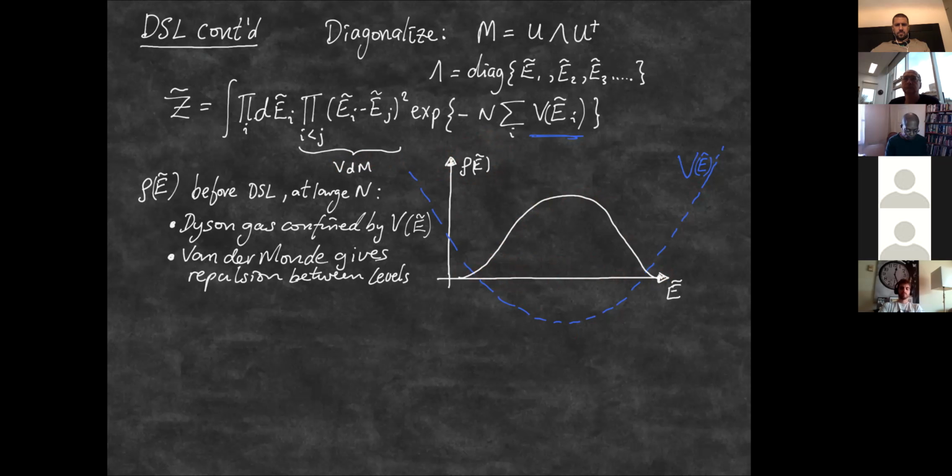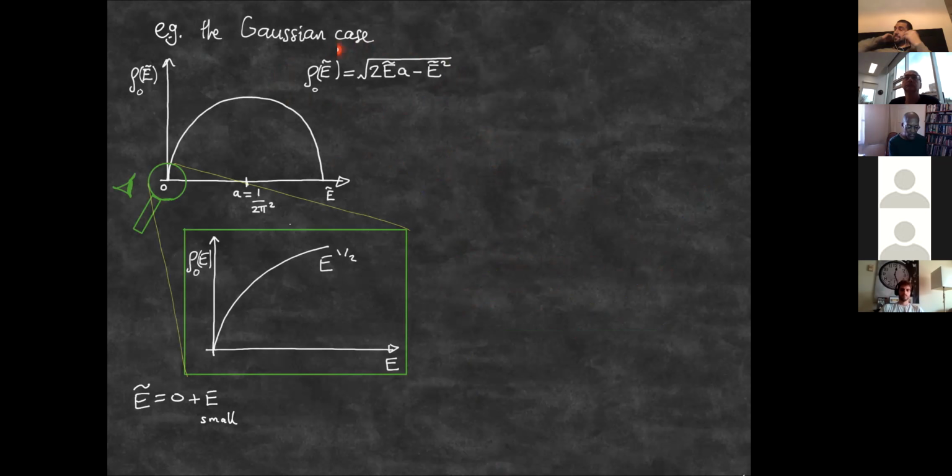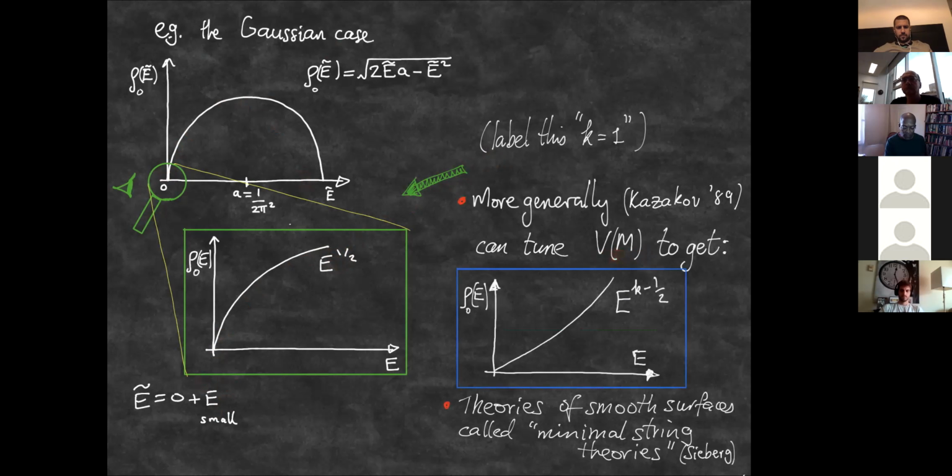Now, the double scaling limit turns out to simply focus on the endpoint of the density. And the most famous example is the Gaussian case where you just have a Wigner semicircle distribution, which I've written like that. And if you focus on the endpoint, for small energies you're getting this square root E behavior. And the critical behavior that you want to get large surfaces comes from actually generalizing this. So this case I'm going to call K equals one, and more generally, what you can do is tune that V so that you have K minus one extra zeros at the endpoint. And so that gives you a behavior of E to the K minus a half, and that K I will use as a notation later on.